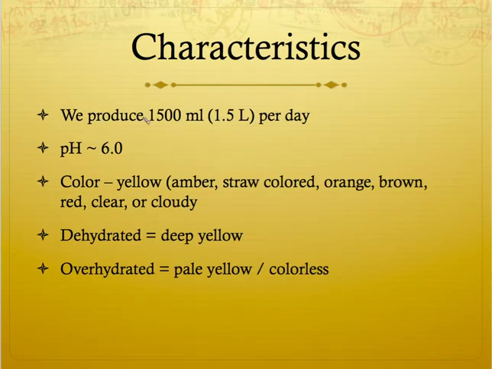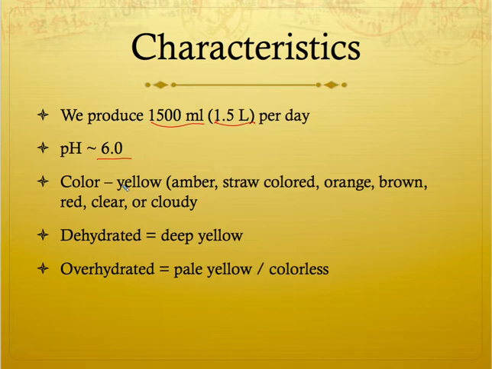Some characteristics of urine, some fun facts. Sorry, I said characteristics of your liver. Characteristics of urine. We produce roughly 1,500 milliliters, or 1.5 liters, of urine per day. That's a little bit less than half a gallon for a conversion factor. There's almost 4 liters in a gallon, so a little less than half of that is what we produce in a day. Urine has a pH of approximately 6. This means urine is slightly acidic, hence the uric acid being involved in it. So slightly acidic under normal conditions.